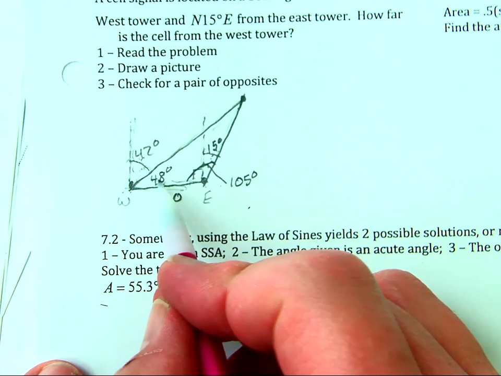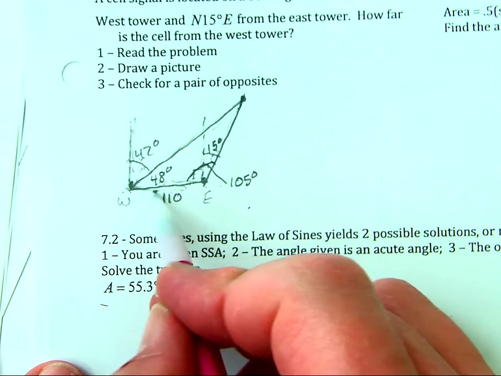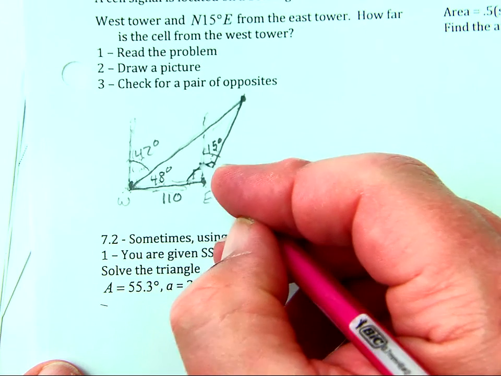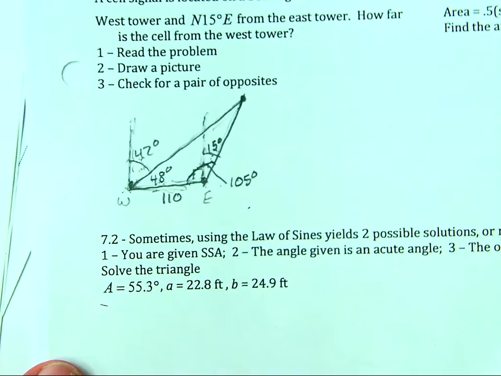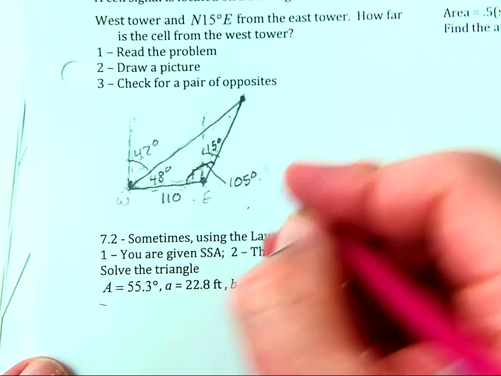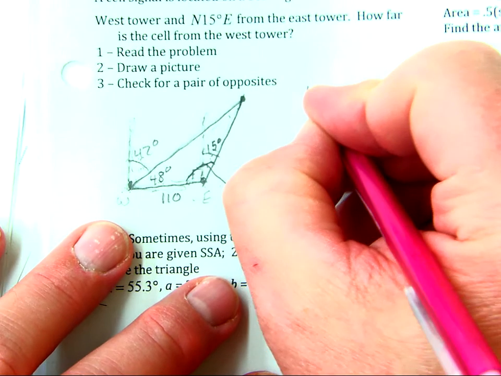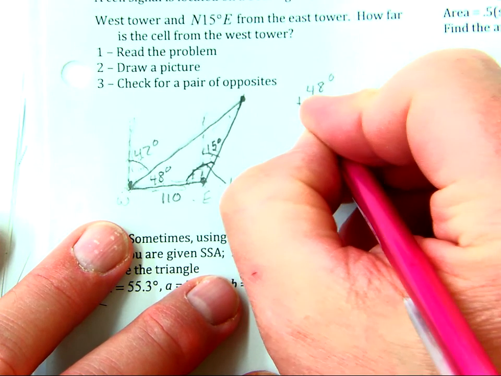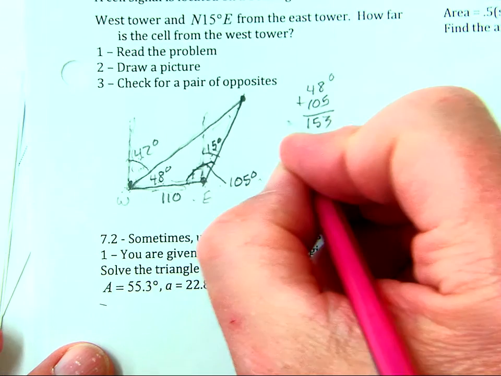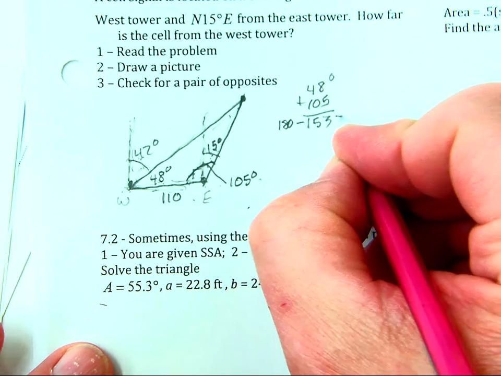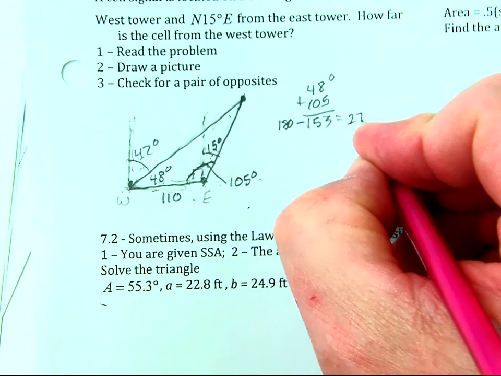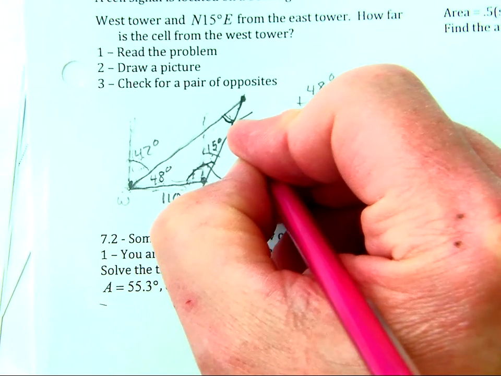So 42 plus, we knew this was 48 because the north and an east-west had to add up to be 90. Here, this was east-west. This was our north line. So this was 90 plus that 15. That was 105. So we know those. We could find this one up here. Again, these two, we have the two we have. So if we take 48 plus 105, we have a total of 153. If we subtract that from 180, that means the other angle has to be 27. So this angle right up here is 27 degrees.